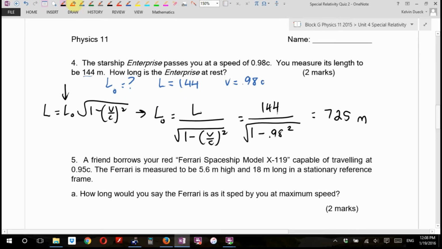Nerd, yeah. This time, because you rewrote an equation, Jared, I would probably give you 1 mark for the equation, half mark for the numbers, and half mark for the answer, because you had to do some algebra first.